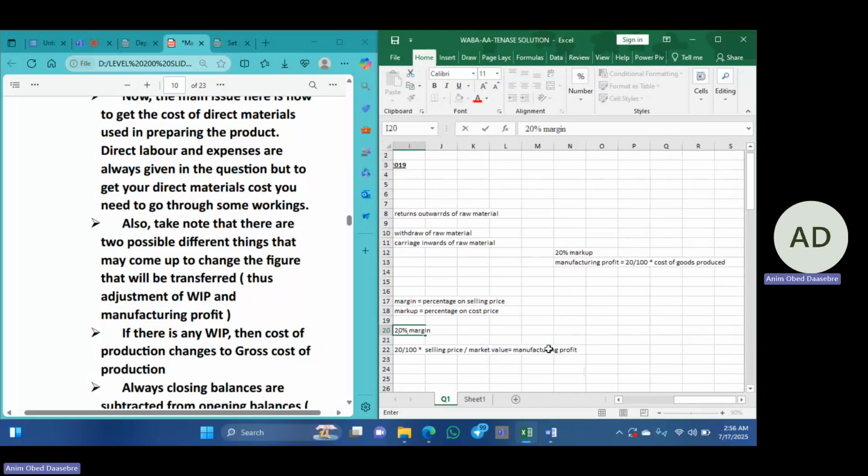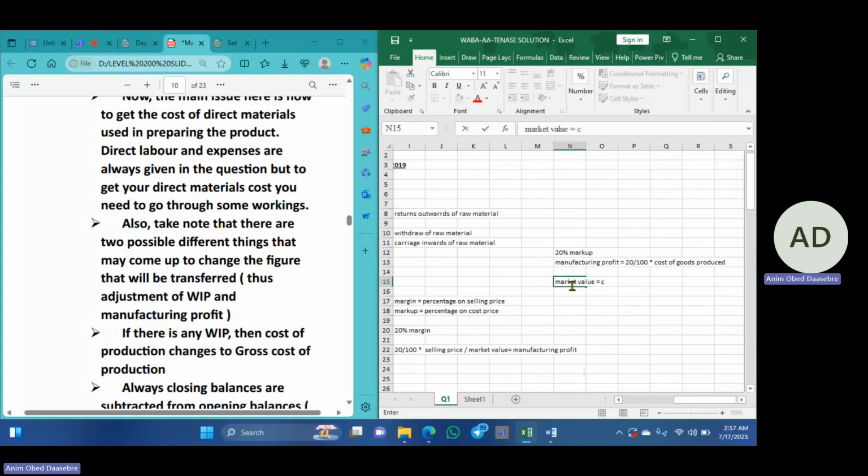Now, after doing this, either the markup or the margin, we have computed our manufacturing profit. So now we need to find our other figure. If they give you market value, then they have given you the selling price. So what you need to do is find the production cost, so you do a change of subject to find your cost of goods produced. But if the question gives you a markup, then you have to add it to get your market value.